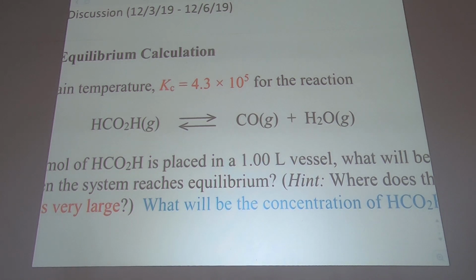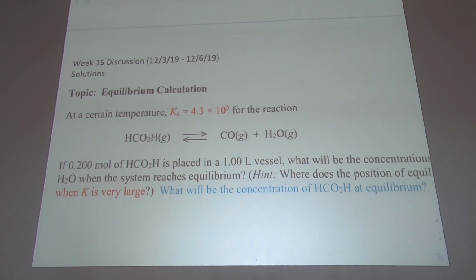Okay, so this is the second problem, and I highlighted the Kc value. This one is almost 500,000, right? So this is a case where you are seeing the Kc value is big, and it gives you a very important clue.